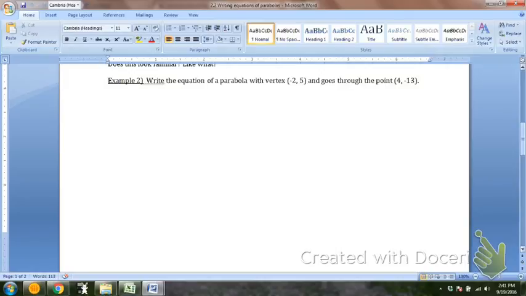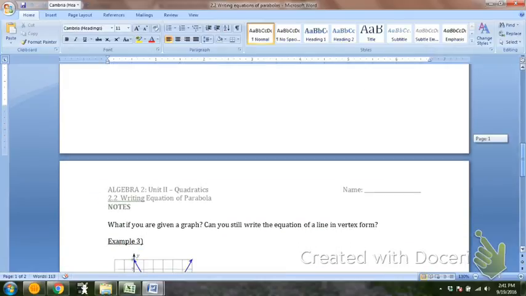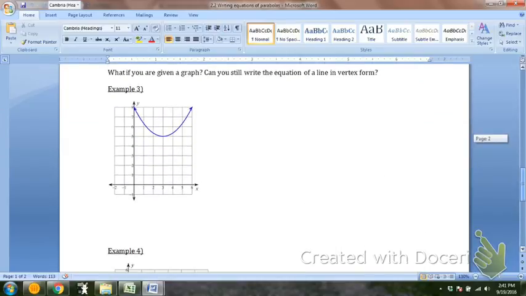Okay, the next example is just a graph. So can we write an equation just from a graph? What do you think? Probably, right? Otherwise I wouldn't ask you if we could. So can you still write an equation? We need our vertex, and what else do we need? Any point that it goes through, right?